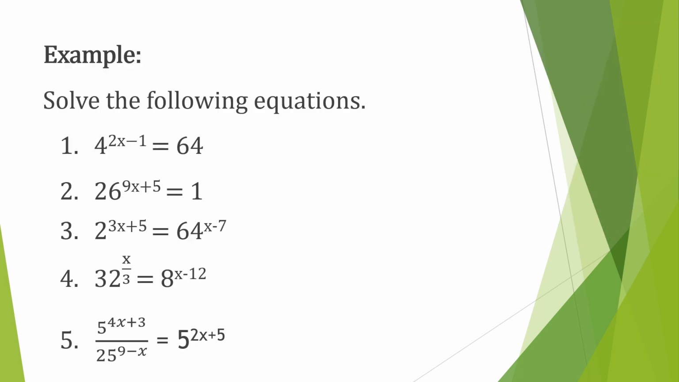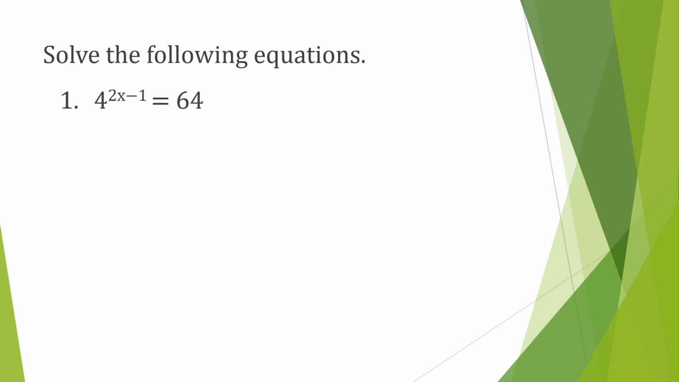Let us solve the following equations. Number 1. 4 raised to 2x minus 1 is equal to 64. Take note that the bases are not the same. We have 4 and 64. But we can rewrite 64 as a base of 4. We know that 4 cubed is equal to 64. Now let us rewrite 64 as 4 cubed.